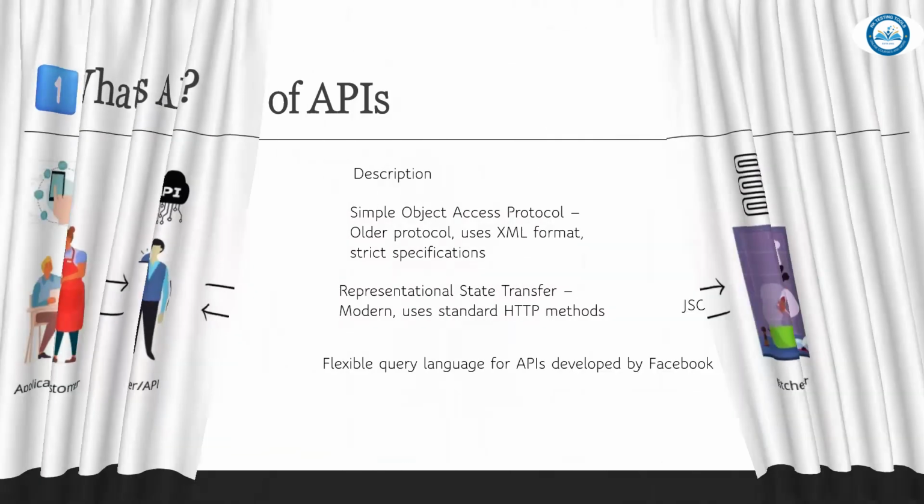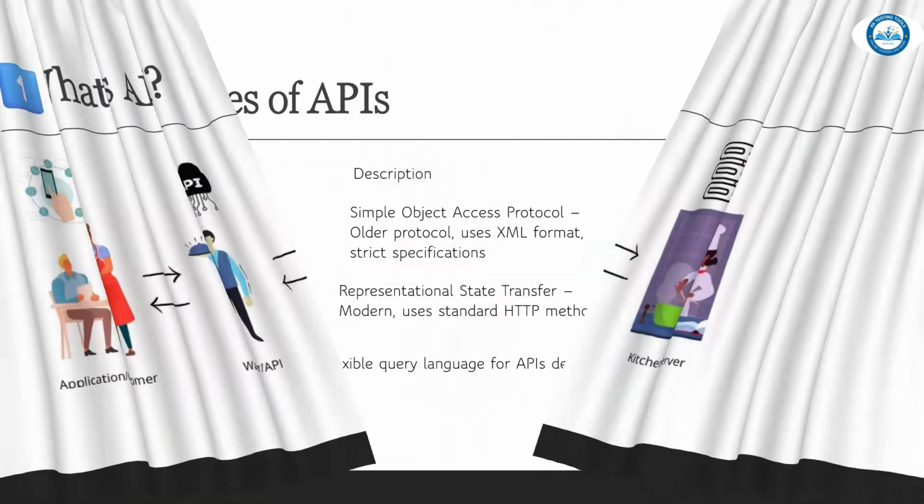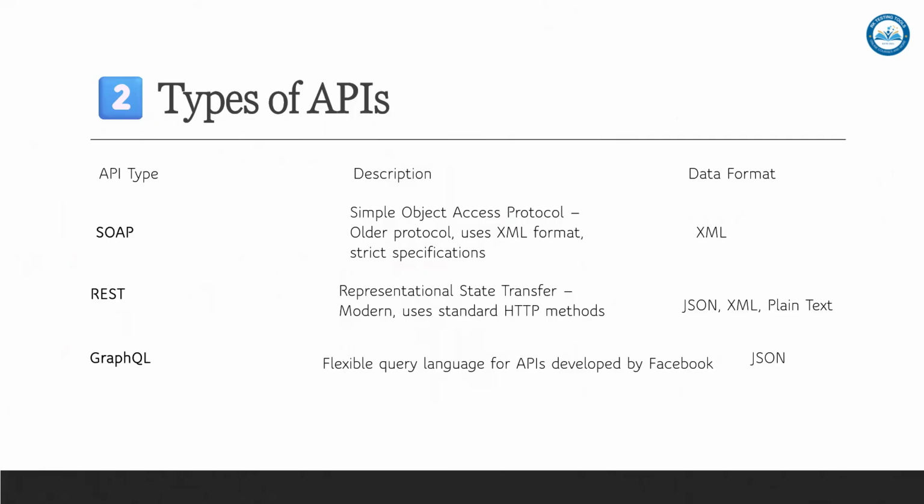Now we'll see the types of APIs, hope you understand what an API is. We have SOAP, REST, and GraphQL. We mostly use REST. Most of the companies are opting for REST, and some companies also use SOAP. But we'll see all of them. First, we'll go with SOAP.